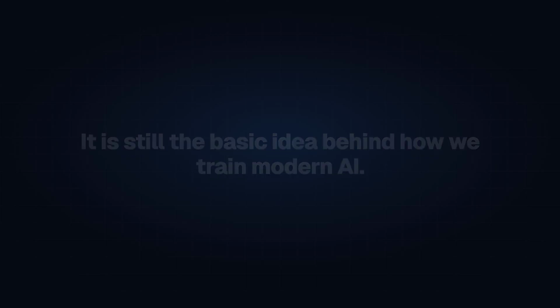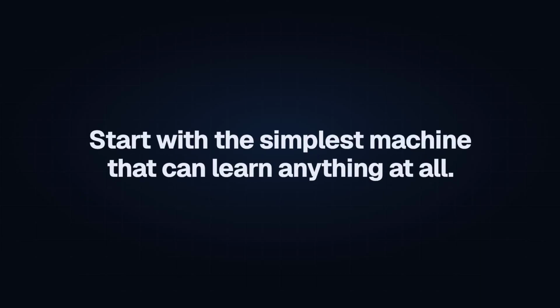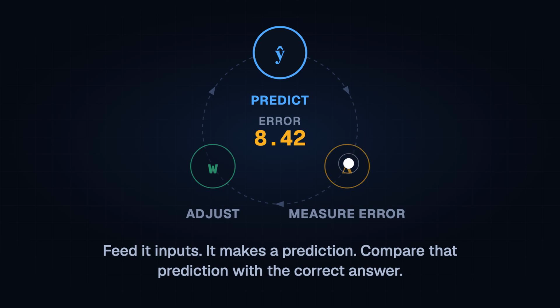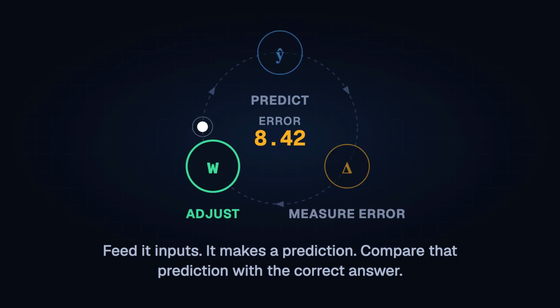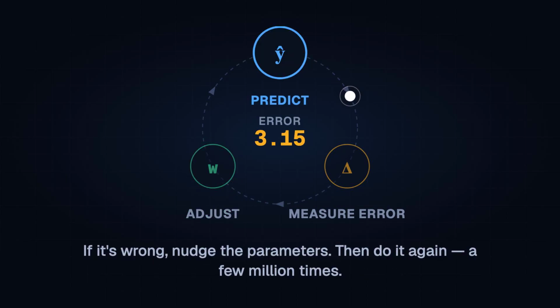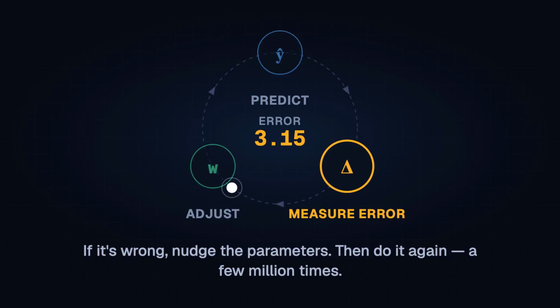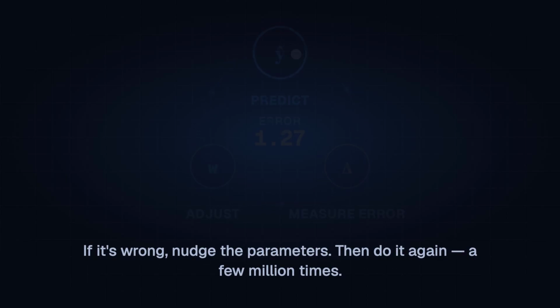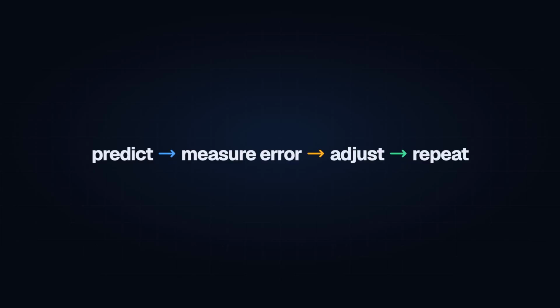AI. Start with the simplest machine that can learn anything at all. Feed it inputs, it makes a prediction. Compare that prediction with the correct answer. If it's wrong, nudge the parameters. Then do it again, a few million times. Predict, measure error, adjust, repeat. That is the entire loop.